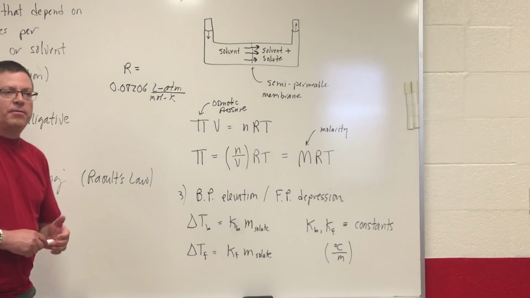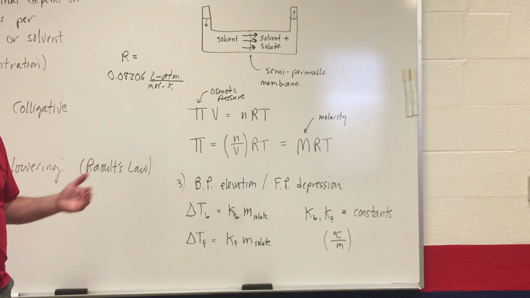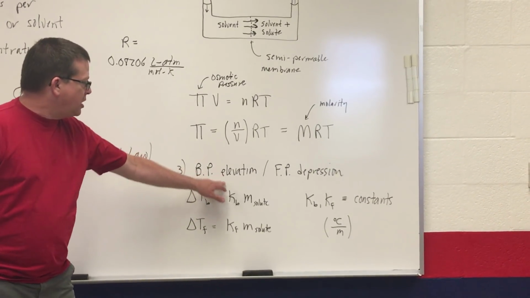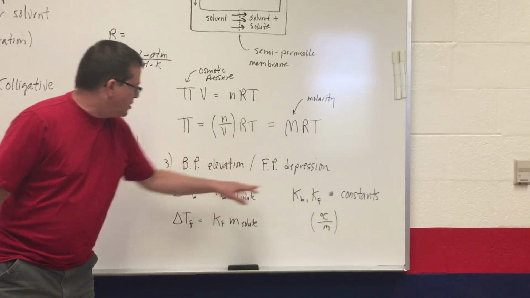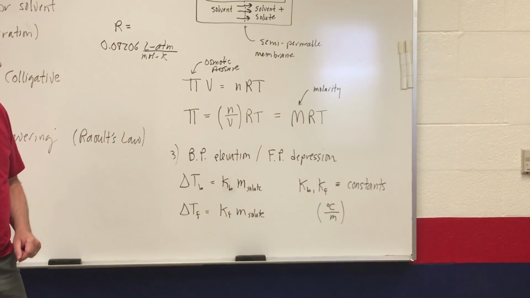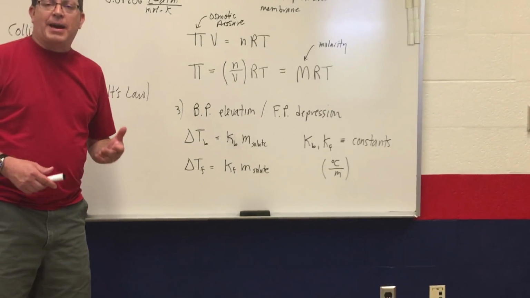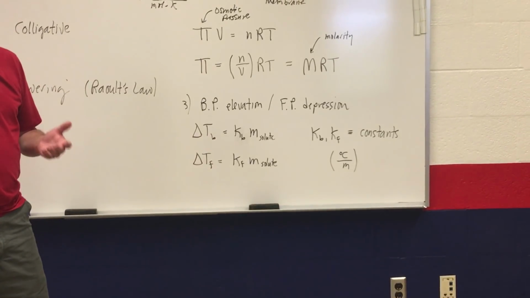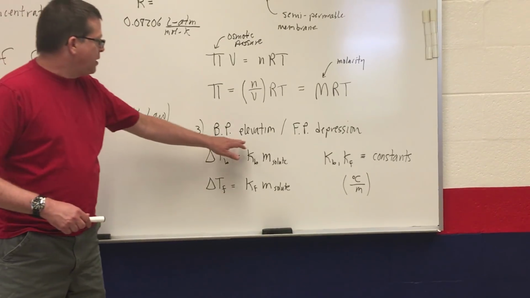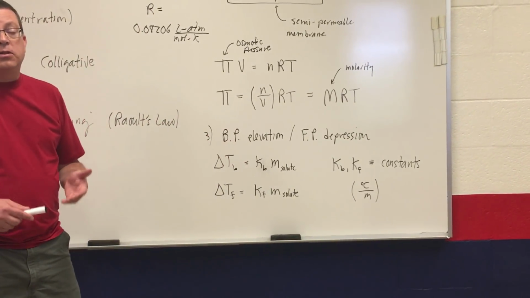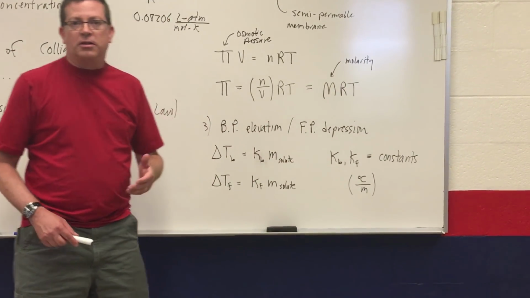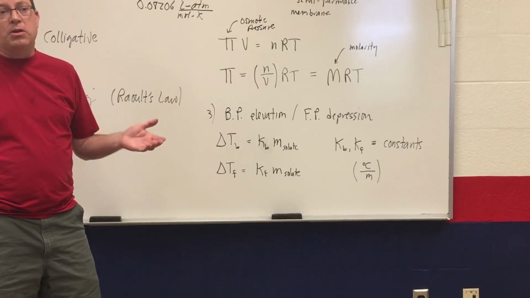Then the last set of colligative properties we want to discuss are more or less interrelated to one another. And these are boiling point elevation and freezing point depression. So the BP here stands for boiling point, the FP here stands for freezing point. Essentially, if I add a non-volatile solute to a liquid, the boiling point will be elevated relative to the boiling point of the pure solvent, and the freezing point will be depressed relative to the freezing point of, again, the pure solvent.